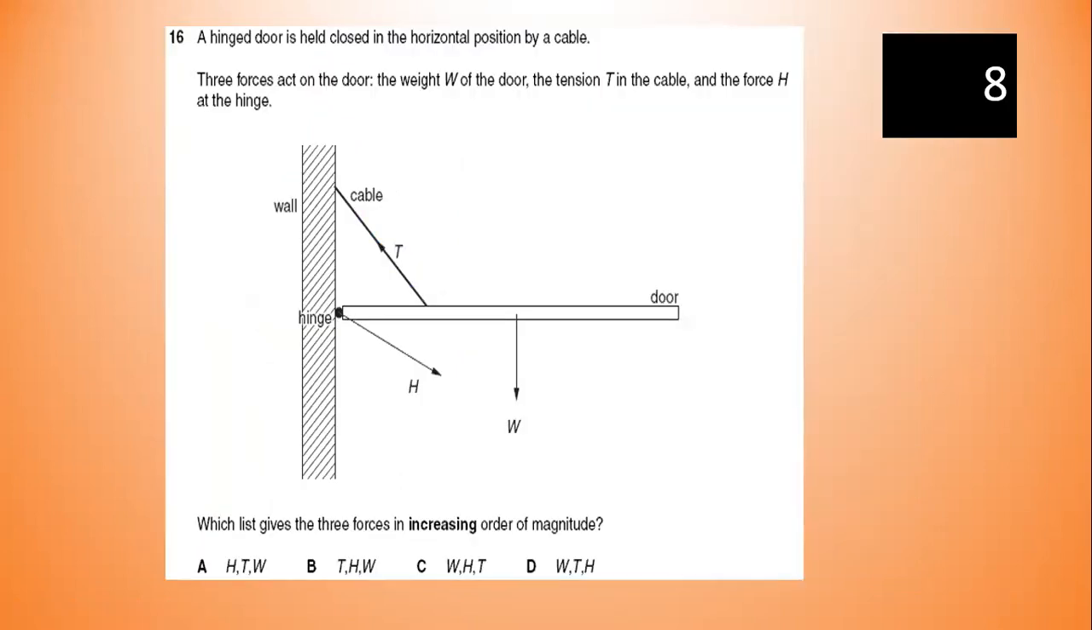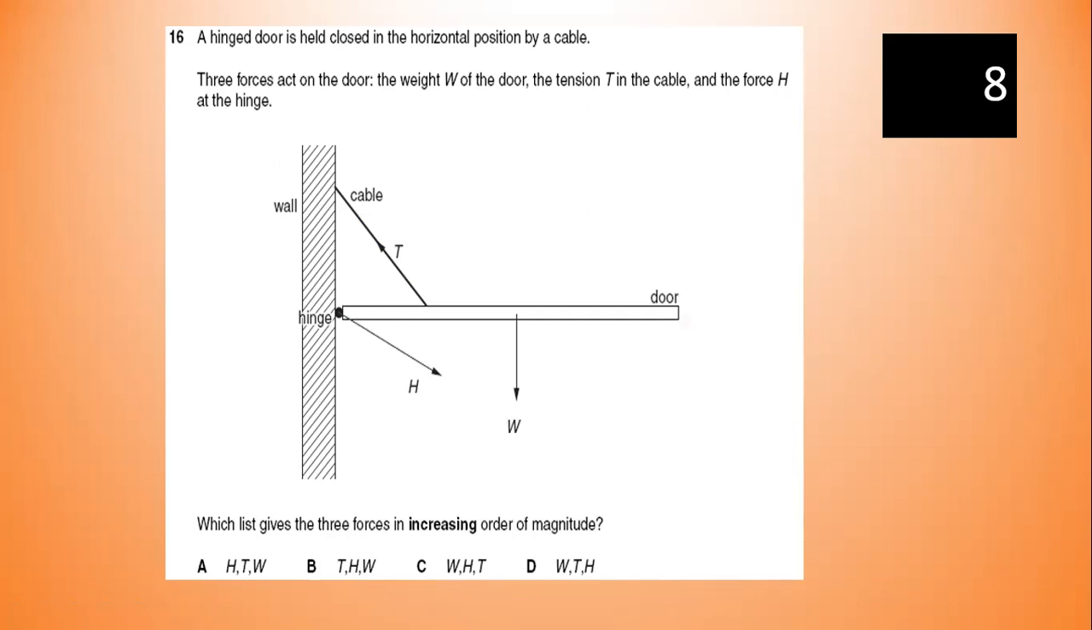Sometimes the examiner may want to test whether you understand or not. The three forces in equilibrium must pass through a point, or we say concurrent. The hinged door is held closed in a horizontal position by a cable. There's your cable. There's a hinge. Three forces act on the door: the weight, the tension, and the force H at the hinge.